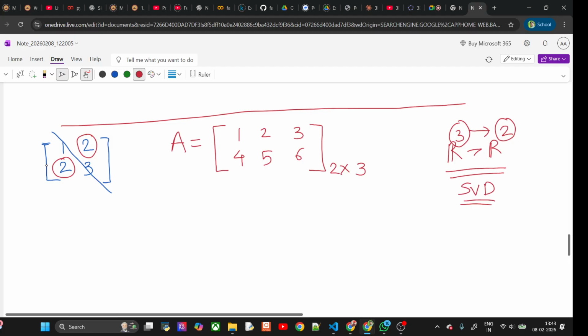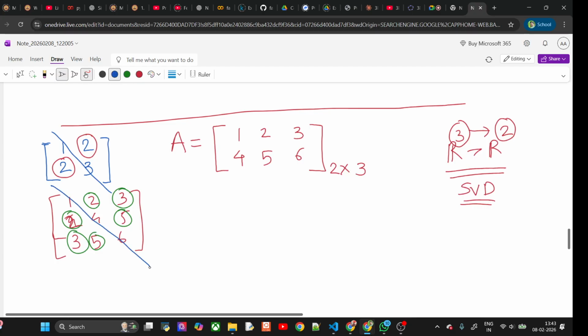are similar, okay, or if it's a 3 cross 3 matrix, 1 2 3, 2 4 5, and 3 5 6. If this is a matrix, this is actually a symmetric matrix, because these elements, these elements, these elements are the same. Okay, and these are the diagonal elements. This is called a symmetric matrix.